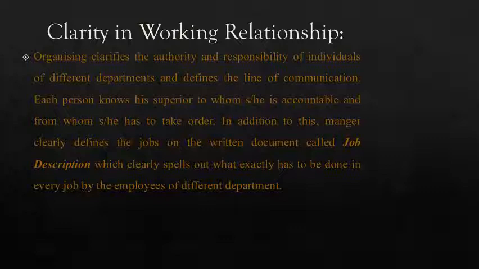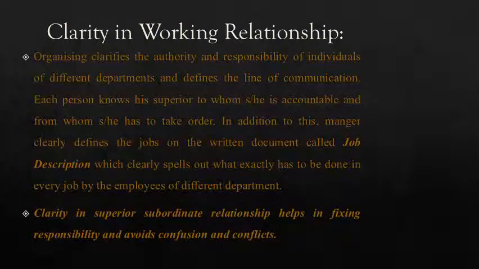To avoid such conditions, organizing clarifies the authority and responsibilities of the individuals of the different departments, and it also defines the line of communication. When we discuss the line of communication, it means whenever there is any problem in the organization, who should be approached first, and if the problem's solution has not come, then whom to contact for it. So there is a specific line of communication and authority-responsibility relationship which organizing clarifies well in advance.